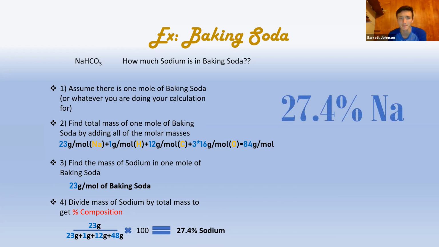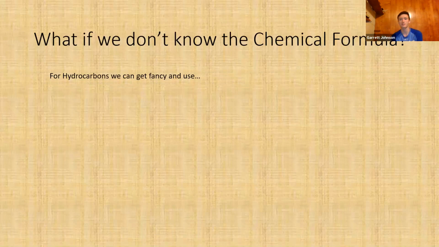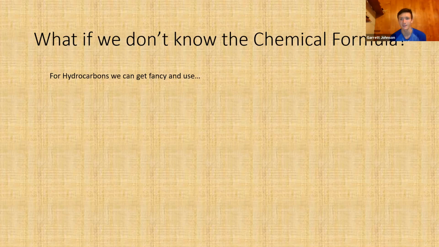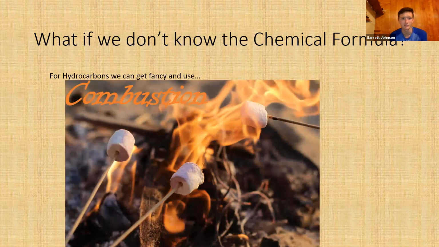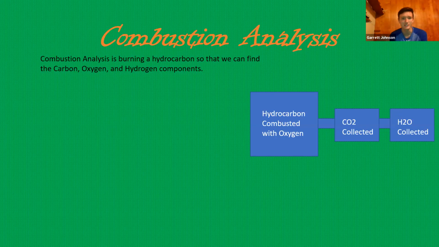Not too bad, right? Okay, now comes the question, what if we don't know the chemical formula? I don't know for every case, there's probably other ways to do this, but for hydrocarbons, we can get fancy. We can use what we call combustion. It's called combustion analysis. Combustion analysis is the burning of a hydrocarbon so that we can find the carbon, oxygen, and hydrogen components, or whatever else we want to measure if we have something to catch it.